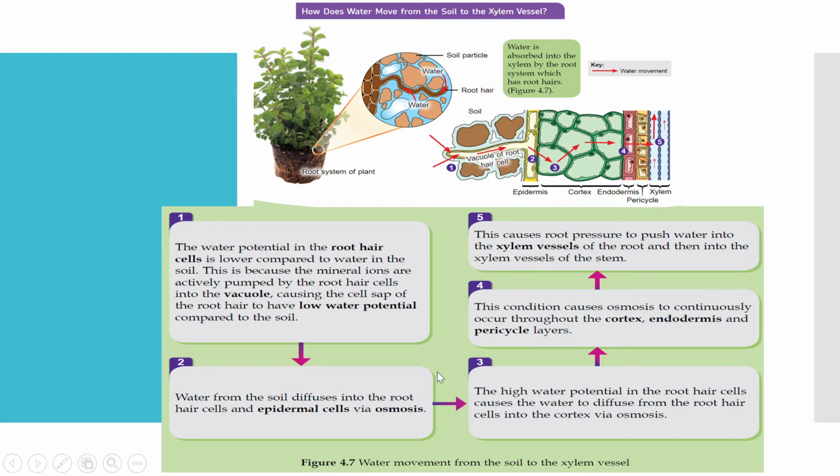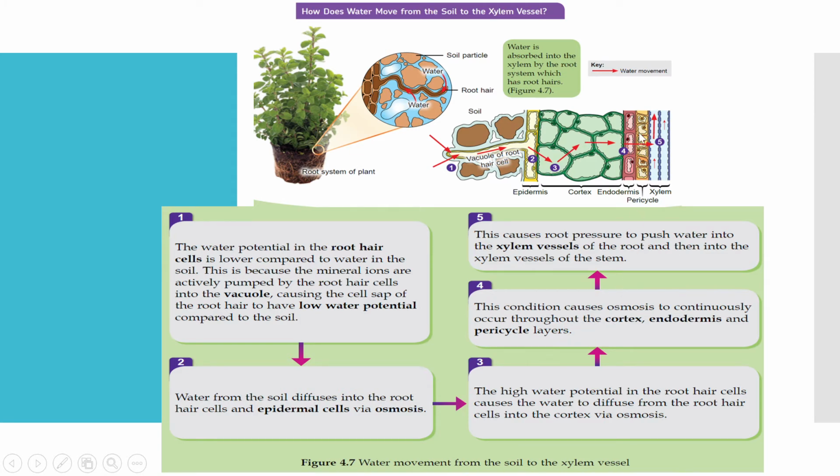Number three, it says the high water potential in the root hair cells causes the water to diffuse from the root hair cells into the cortex. So that means from this yellow one, the root hair cells, into the cortex, also by means of osmosis. High water potential, low water potential. Number four, this condition causes osmosis to continuously occur, the keyword being continuously, throughout the cortex, the endodermis, and also the pericycle layer, which is encapsulating the vascular bundles.